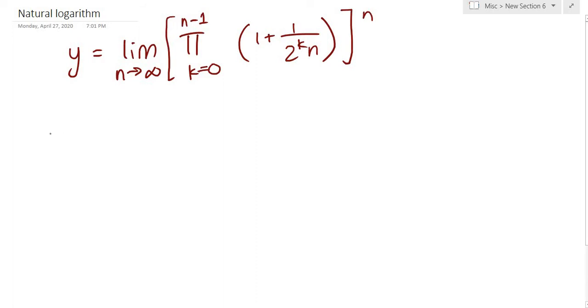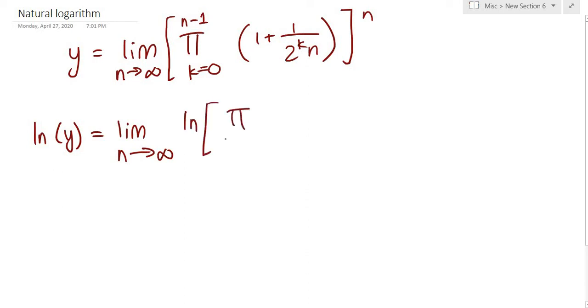So let's take, as I promised, the natural log on both sides. So ln of y, we're going to have the natural log of the limit, and since it's continuous, we can have the limit of the natural log. So the limit as n goes to infinity of the natural log of this mighty expression, the product from say k equals 0 to n minus 1 of 1 plus 1 over 2 raised to k times n, that's raised to the nth power.